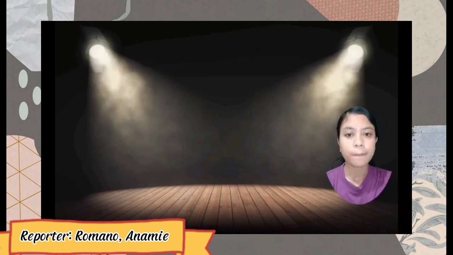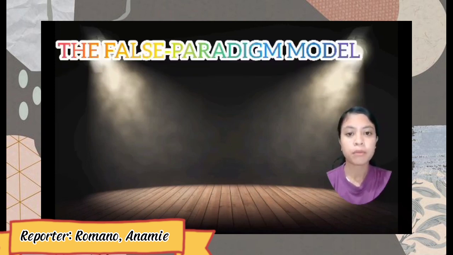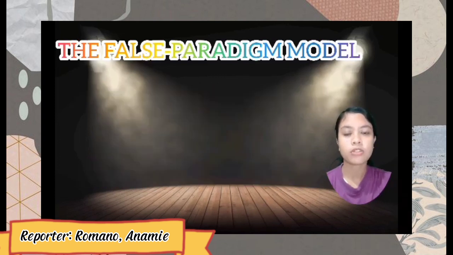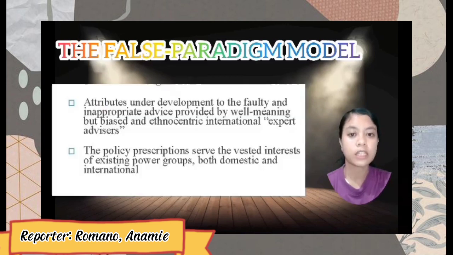So second is the false paradigm model. It attributes underdevelopment to faulty and inappropriate advice provided by well-meaning but often uninformed, ethnocentric international experts from developed countries or multinational donors. Also suspect are the Western-trained university teachers and bureaucrats and technocrats.